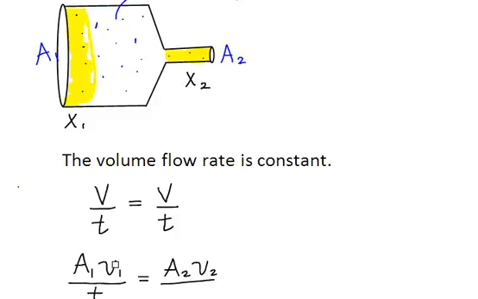What am I doing? I got all excited about the velocity. That should be an x1 and an x2. Oops. Over T. There you go.